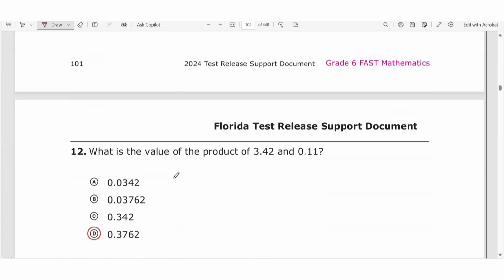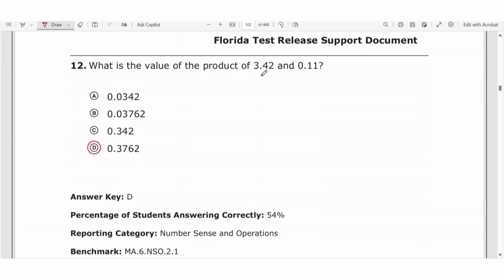Number 12 says, what is the value of the product of 3.42? And you want to multiply this by 0.11. Let's just quickly run through this. So 1 times 2 is 2, 1 times 4 is 4, 1 times 3 is 3. We could put a placeholder here. 1 times 2 is 2, 4, 3. And you add these up. This is 2, 6, 7, 3.